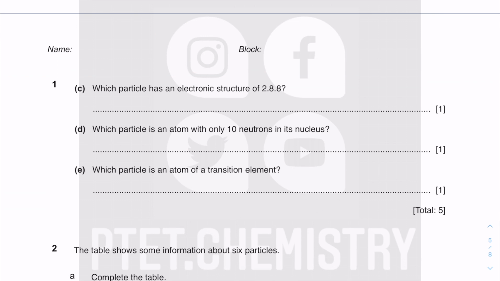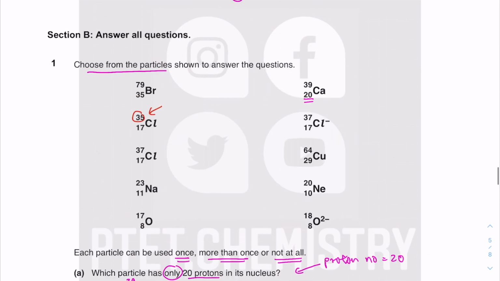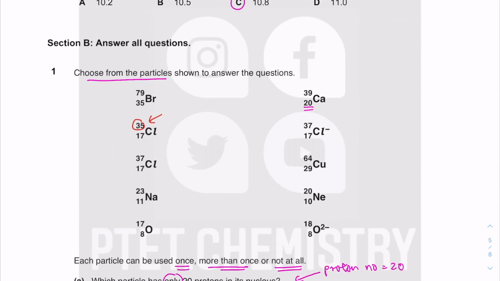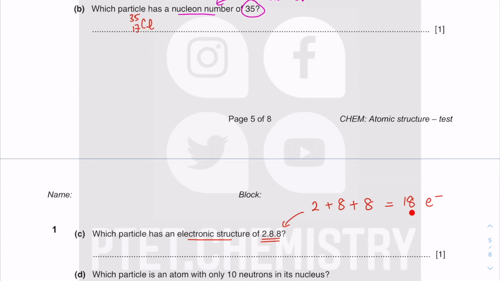Which particle has an electronic structure of 2.8.8? 2.8.8 means first shell 2 electrons, second shell 8 electrons, third shell 8 electrons. So 2 plus 8 is 10, plus 8 is 18. So this is 18 electrons, all right, 18 electrons altogether. So if I'm looking for 18 electrons altogether, I'm looking for a proton number which is close to 18, but not necessarily exactly 18, because I can have ions, all right?